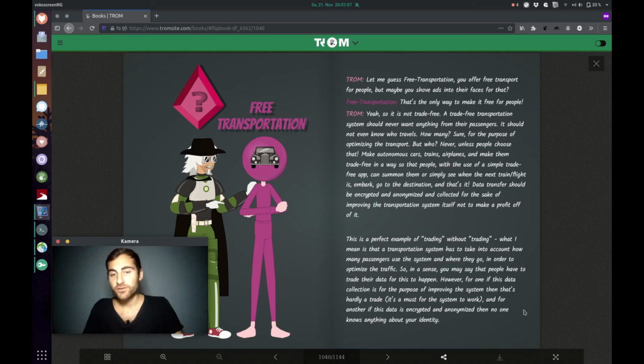And the TROM superhero explains, so in a sense you may say that people have to trade their data for this to happen. However, for one, if this data collection is for the purpose of improving the system, then that's hardly a trade, because it's a must for the system to work. And for another, if this data is encrypted and anonymized, then no one knows anything about your identity.